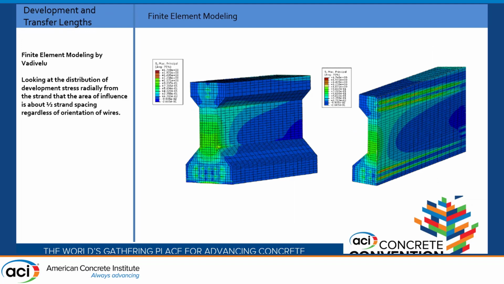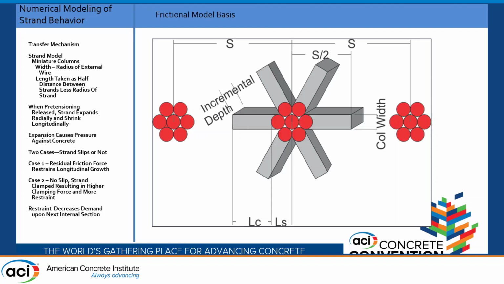This was a finite element model run by Vidalu, looking at the high capacity strand in the end zone of a prestressed beam. And we noticed that the distribution of stress based upon this model from strand to strand is fairly uniform. Okay? So what I decided to try to make a numerical model out of this is I said, what if we considered an infinitesimal section of strand that was fixed at the center of the strand itself and fixed halfway between the spacing of the strands. And so this becomes a model where as I release my strand, the strand tries to shrink and at the same time expand, right?